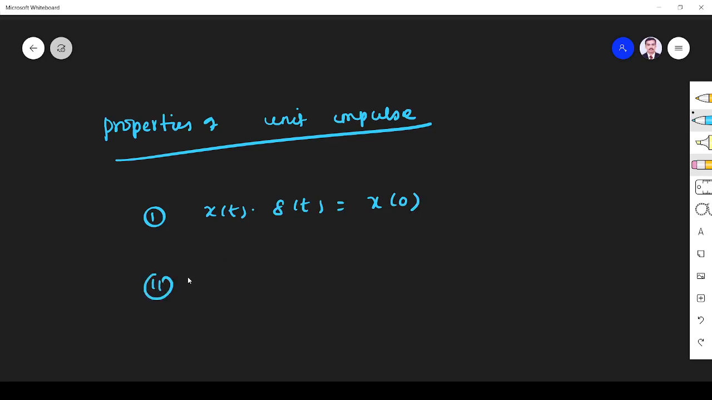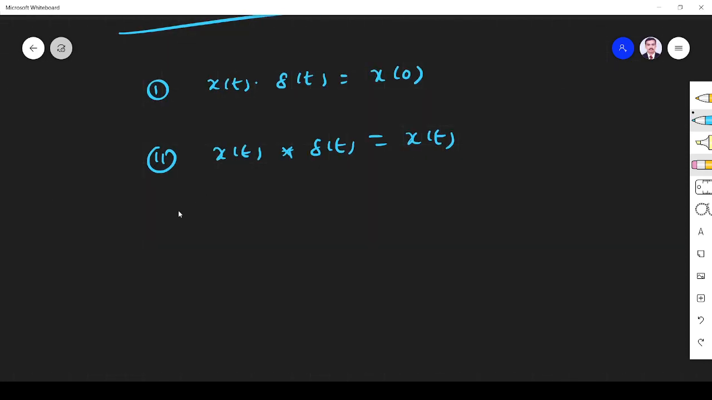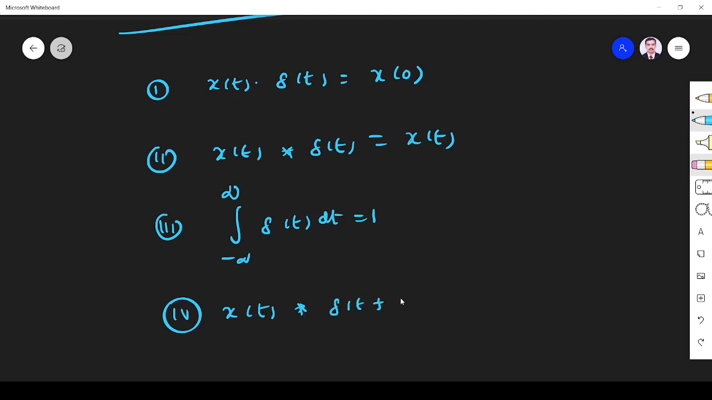Second one is if you take x of t and convolve with delta of t, what you get is x of t only, right? And the integral of delta of t dt is equal to 1. Then next one, if you take x of t and convolve with delta of t plus or minus t0, what you get is x of t plus or minus t0, right?